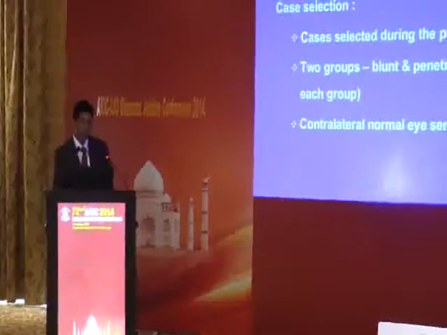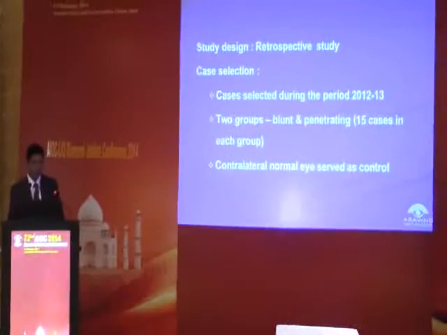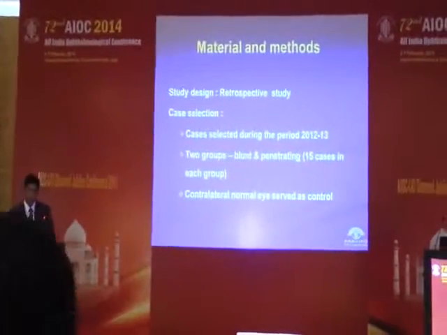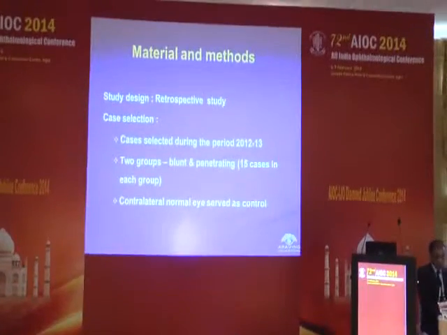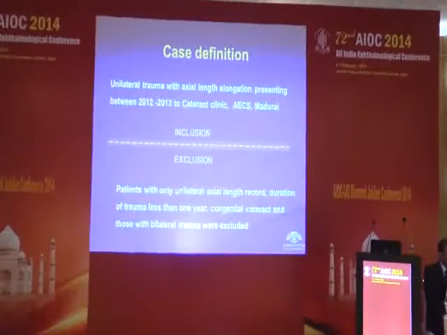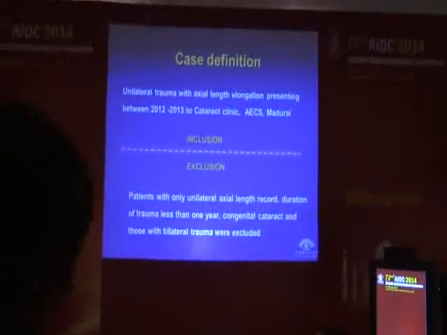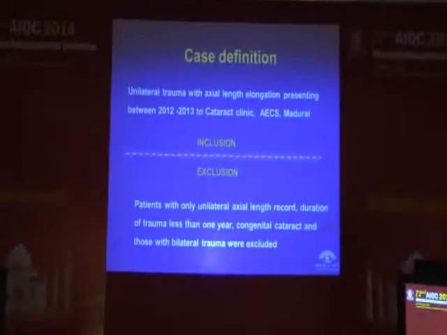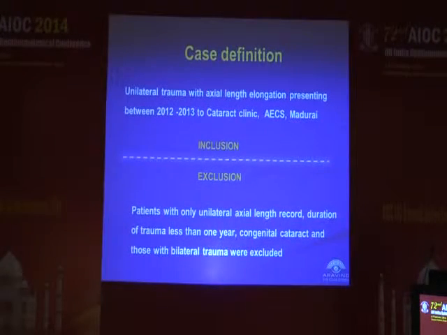It is a retrospective study, with cases selected during the period of 2012 to 2013. It was divided into two groups, blunt and penetrating trauma, and 15 cases were selected in each group. The contralateral normal eye served as the control group. Unilateral trauma with axial length elongation presenting between 2012 and 2013 at Cataract Clinic, Aravind Eye Hospital, Madurai were included in this study. Patients with only unilateral axial length record, duration of trauma less than 1 year, congenital cataract, and those with bilateral trauma were excluded from the study.